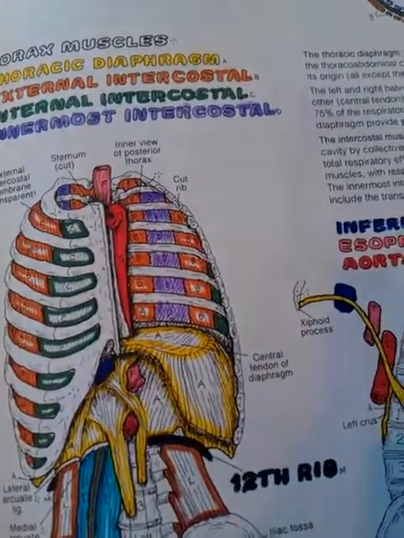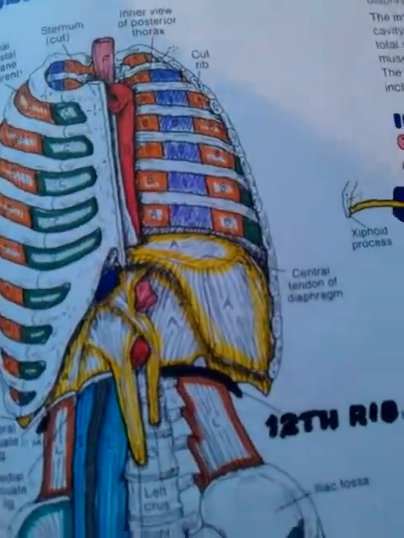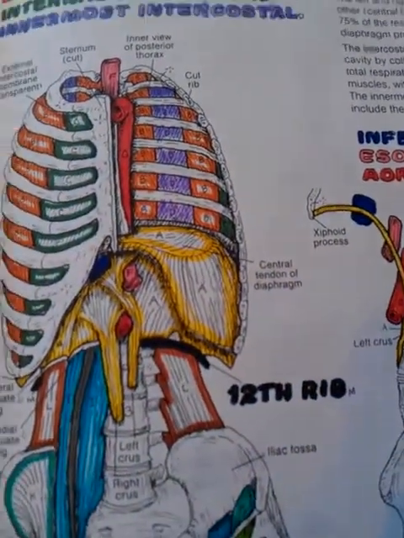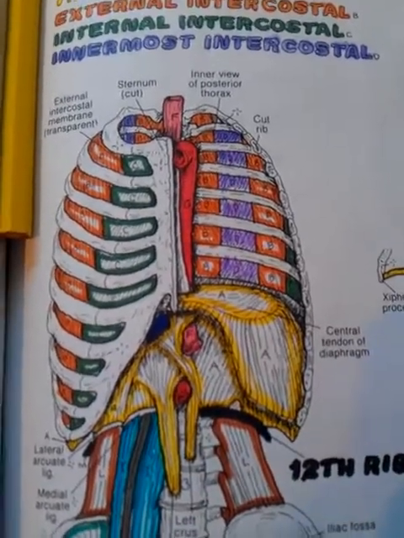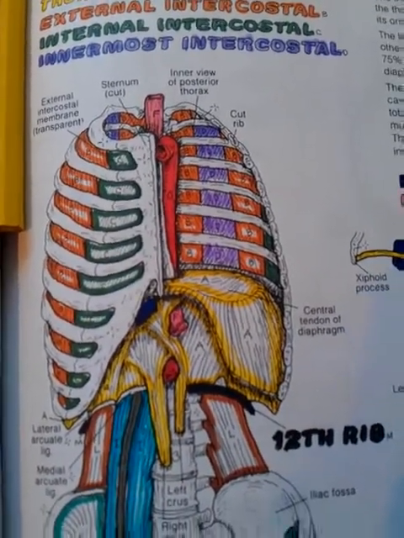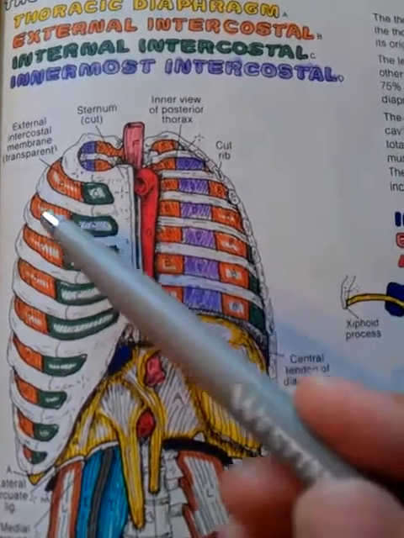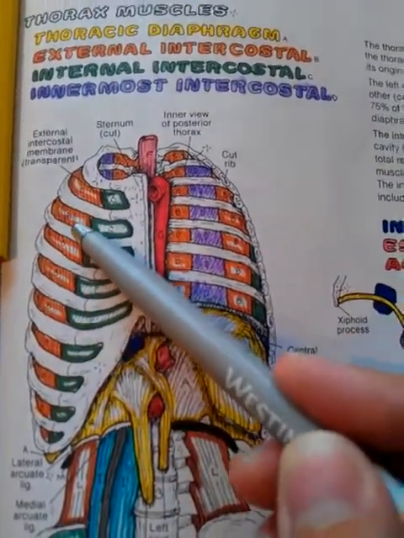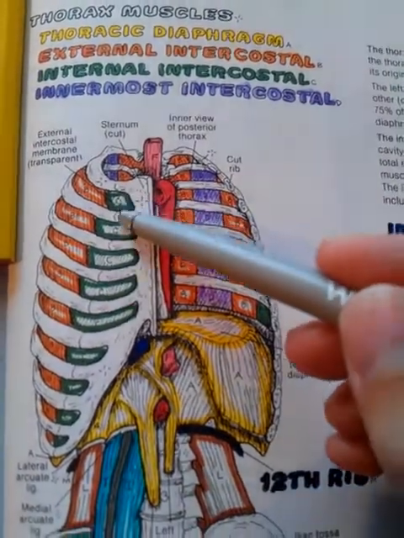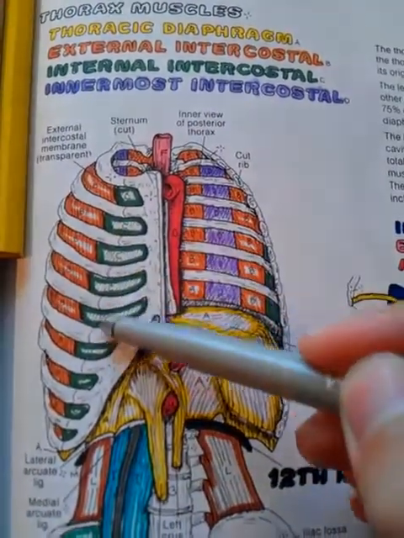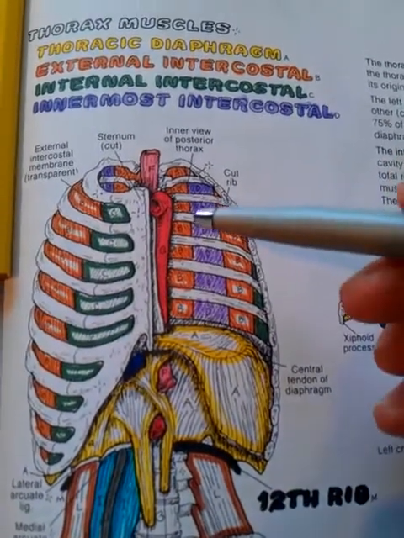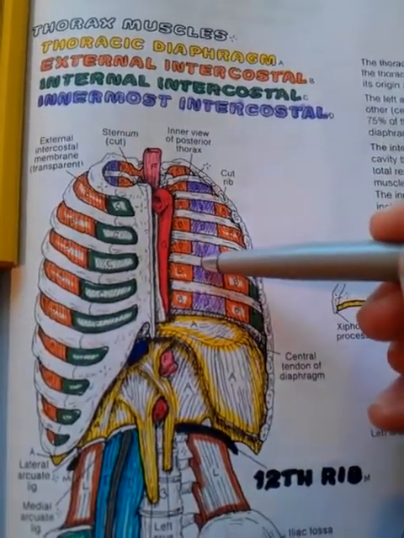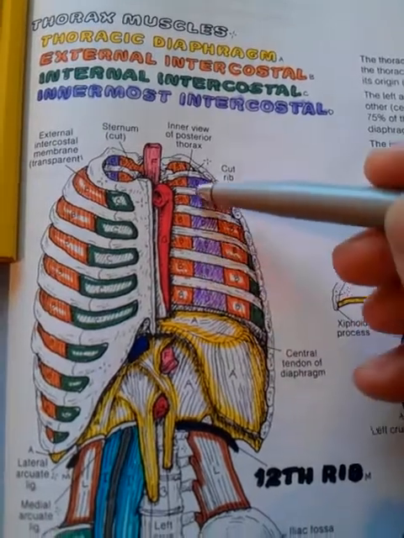Lastly, we have the muscles of the thorax, which are the intercostal muscles and the diaphragm. We have external intercostal muscles in orange, internal intercostal muscles in green, and innermost or intercostalis intimi in purple.